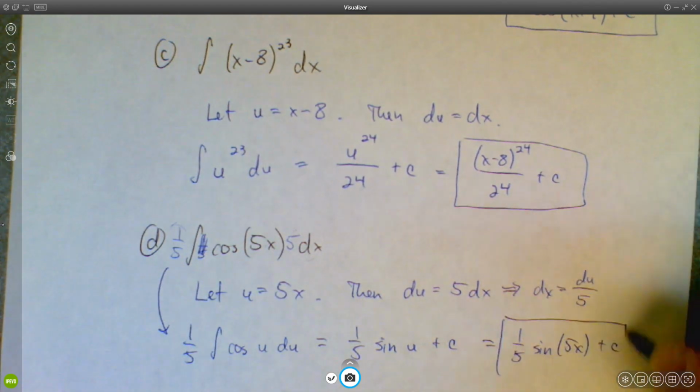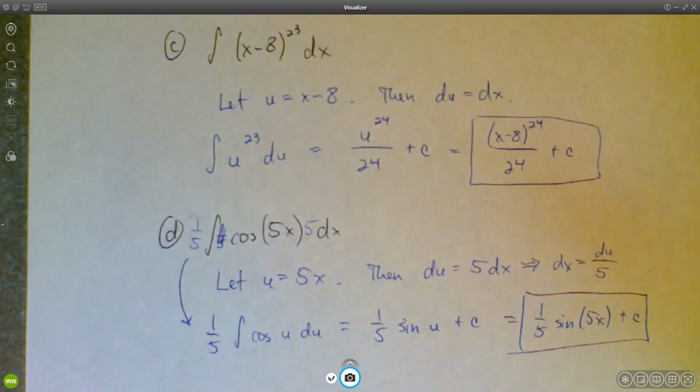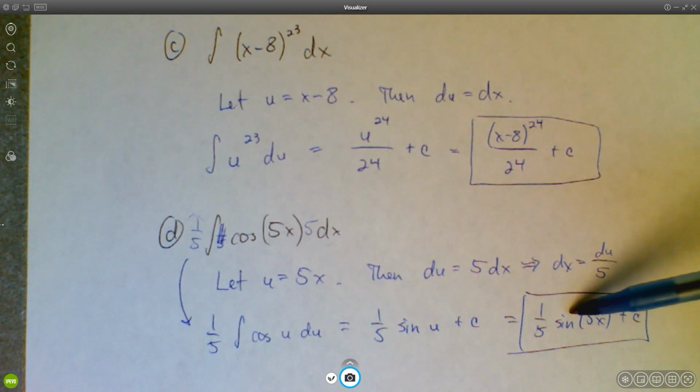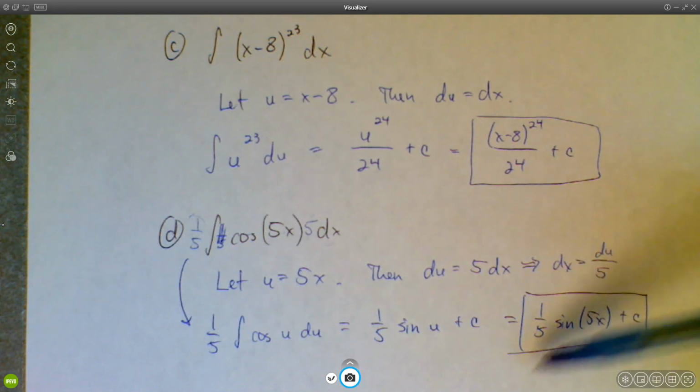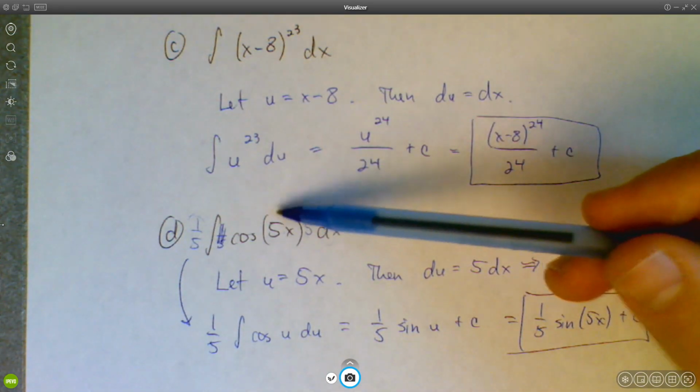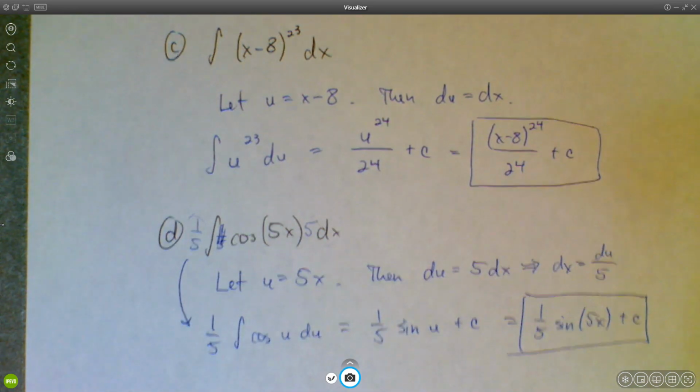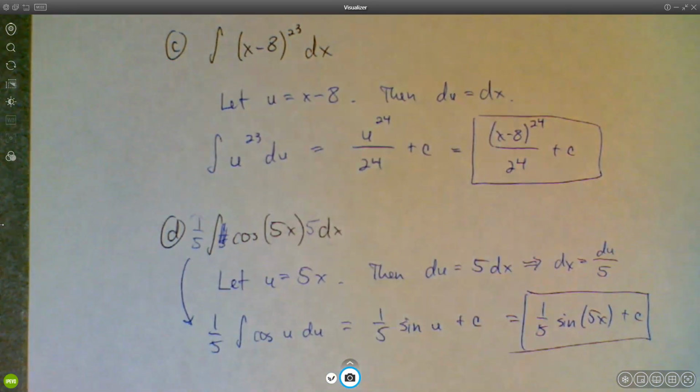And you can tell that that's going to work out when you differentiate, right? Because derivative of sine is cosine, so we're going to have 1/5 times cosine 5x, and then times the derivative of the inner function, which would be 5. So it'll be 1/5 times cosine 5x times 5. The 5 and the 1/5 will cancel. You'll be left with cosine 5x, just like you started with, right? So it works out beautifully.